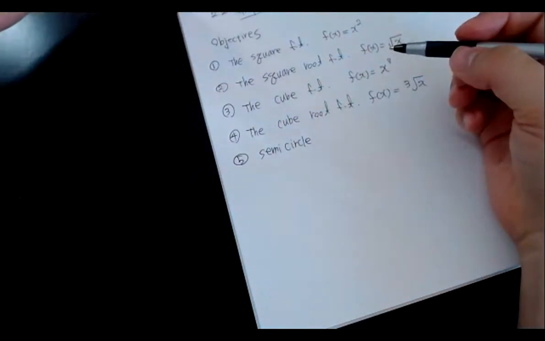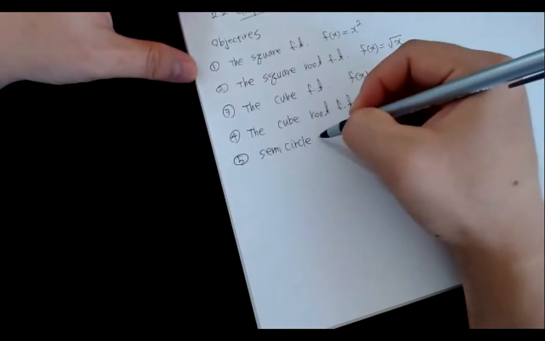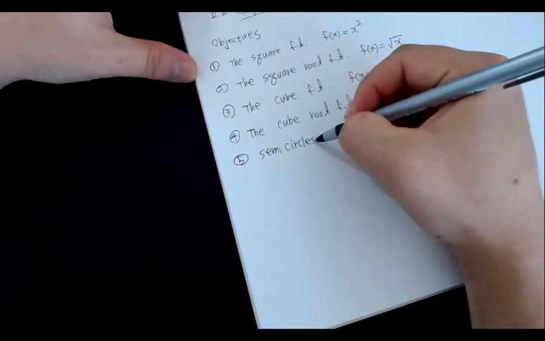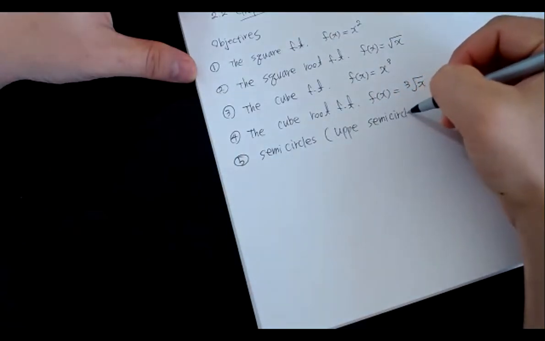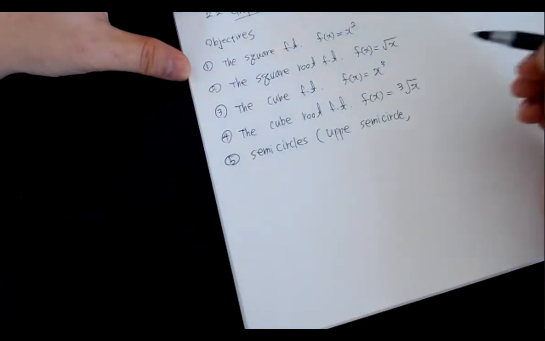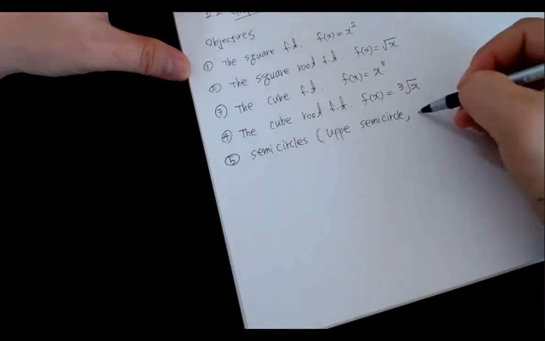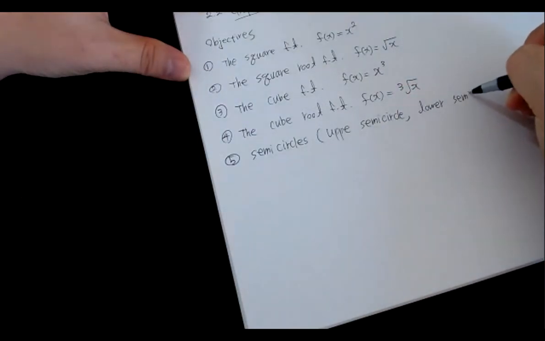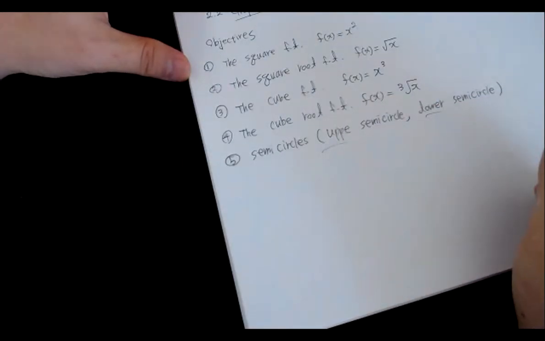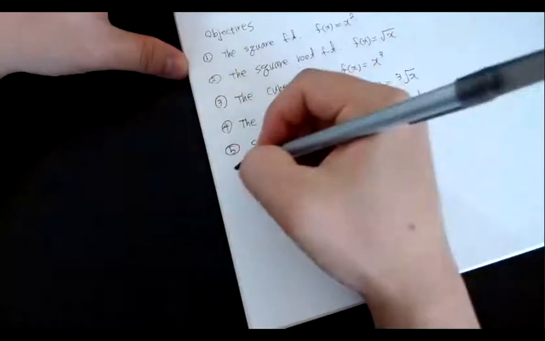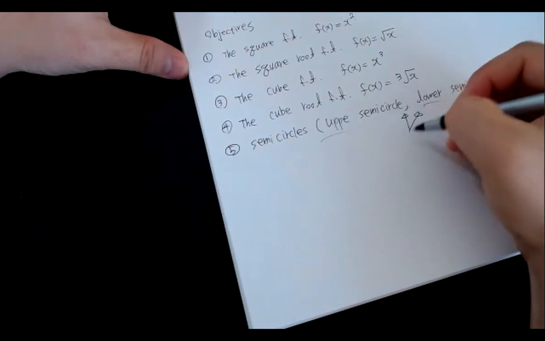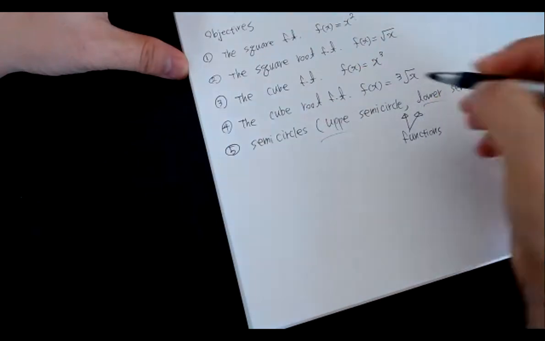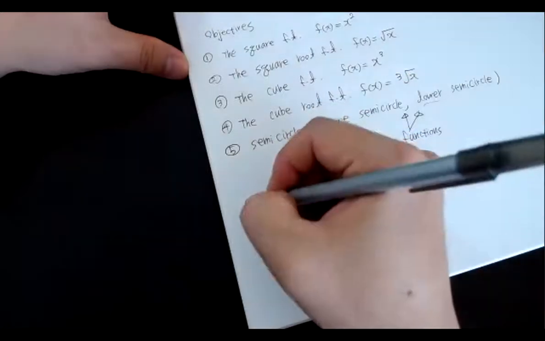The equation of a semicircle is a function, but there are two semicircles: the upper semicircle and the lower semicircle. What does upper and lower mean? I'm going to cover this one later. Anyway, these are functions.